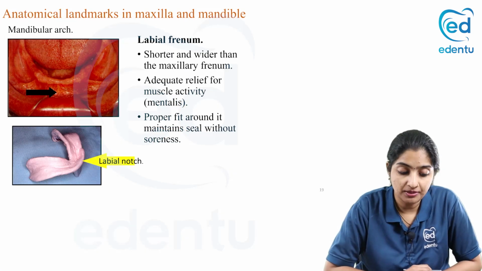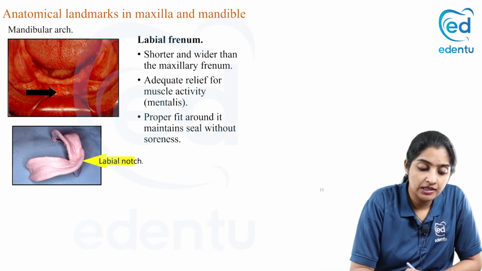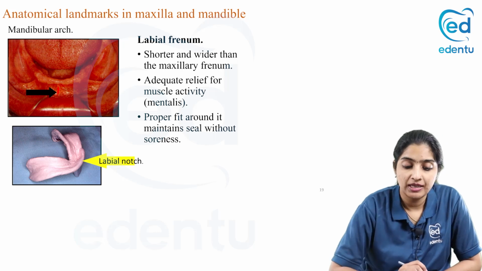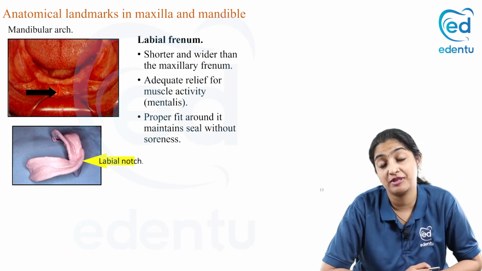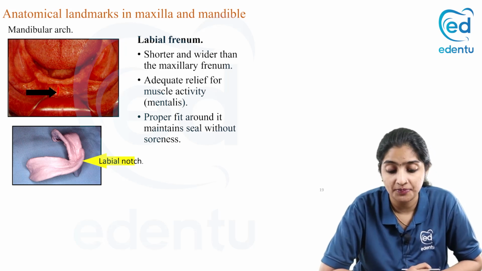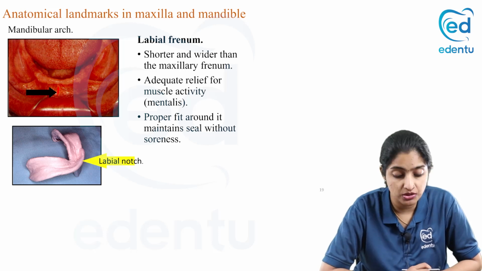Coming to the labial frenum. This is the area of your labial frenum. It is shorter and wider than the maxillary frenum. Adequate relief for muscle activity, that is especially the mentalis activity, is necessary. Now a proper fit around it maintains the seal without soreness.